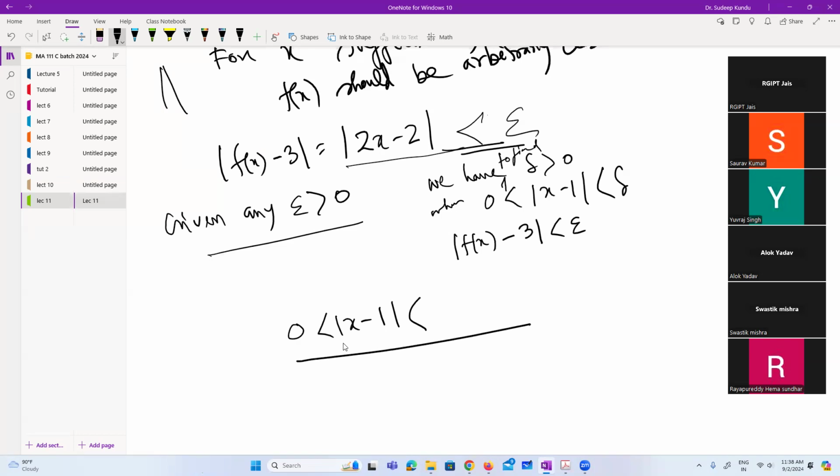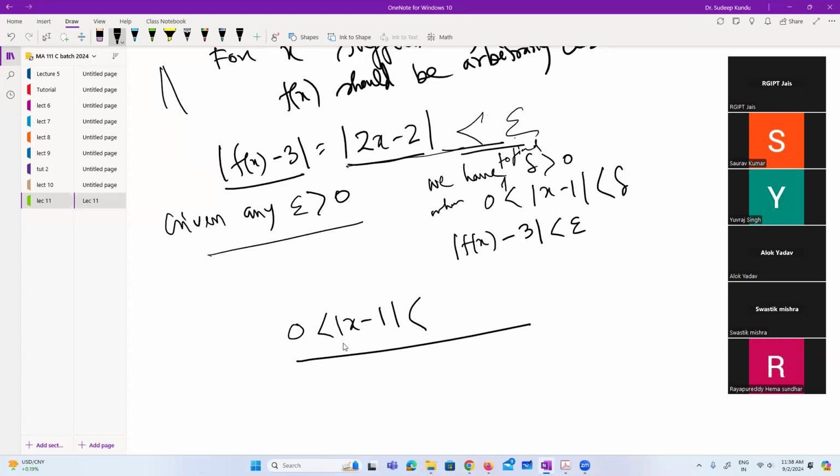And here you have seen that we have used 0 strictly less than mod of x minus c, because in a limit we don't care what is happening exactly at the point C in your definition. So we have to show that this value is less than epsilon, right?